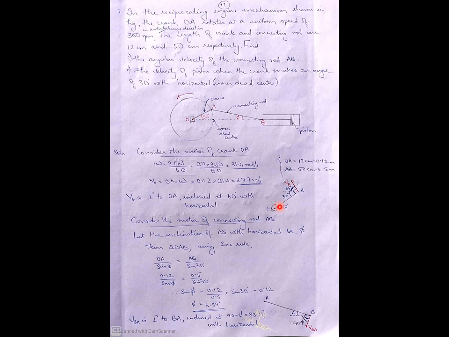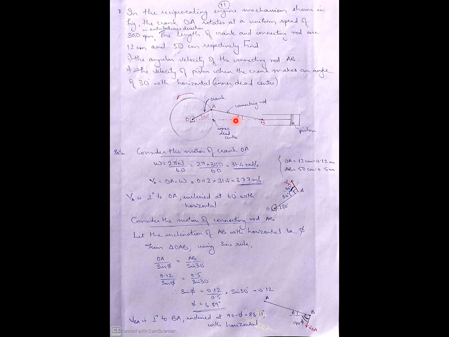If this is 30 degrees and you draw a horizontal line here, this is also 30 degrees. Now OA and VA are at 90 degrees, which means this angle is 60 degrees. Or in other words, VA is inclined at 60 degrees with respect to horizontal. Now consider the motion of connecting rod AB.